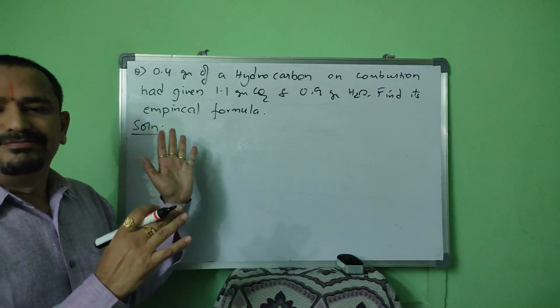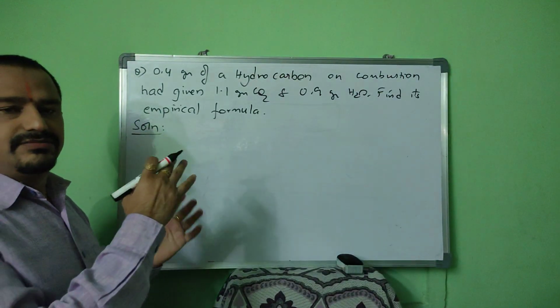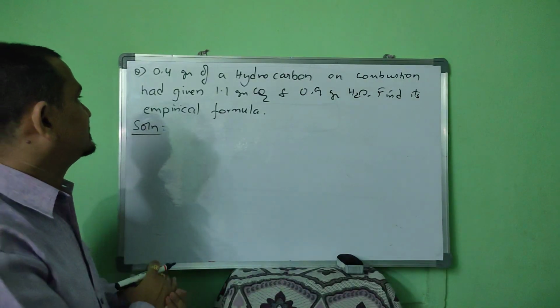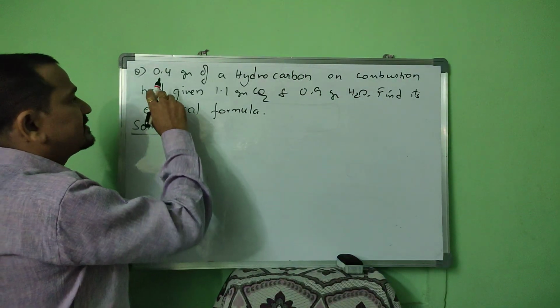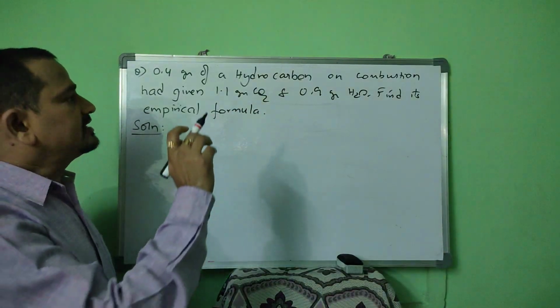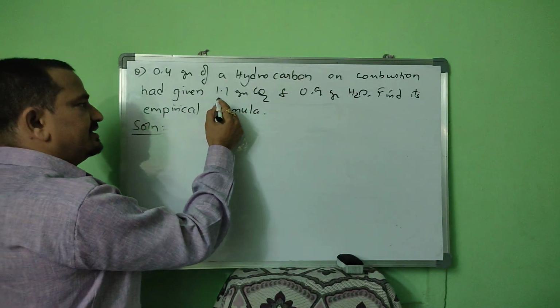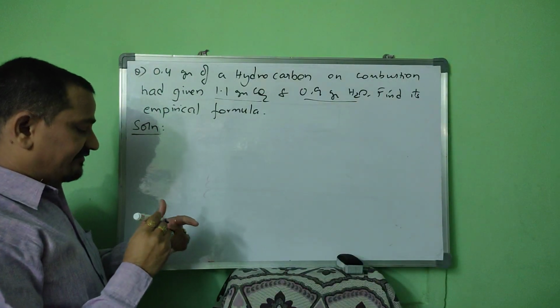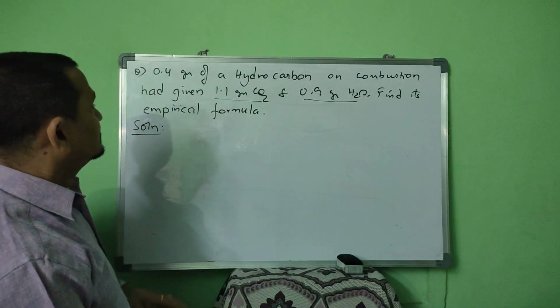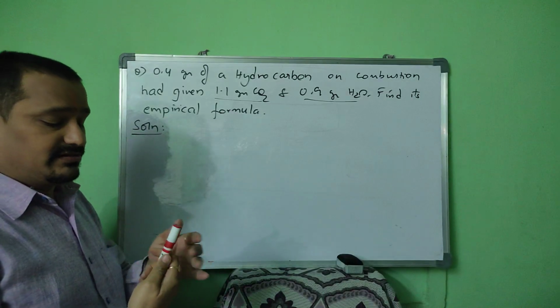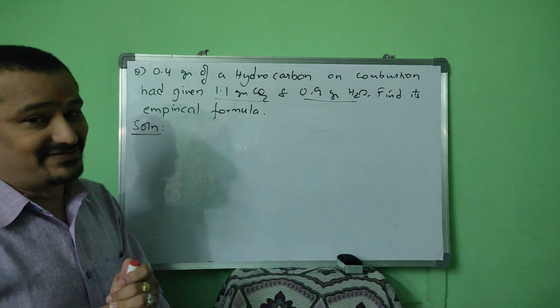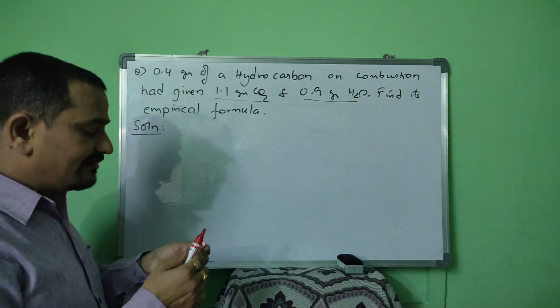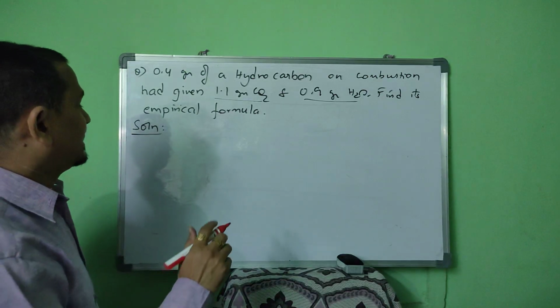So this is a basic numerical on the concept we discussed just now. See, it's given 0.4 grams of a hydrocarbon on combustion had given so many grams of carbon dioxide and so many grams of water vapor. Then find its empirical formula. See, there is no percentage calculation by mass given. Have you noticed? So we have to determine that percentage calculation.